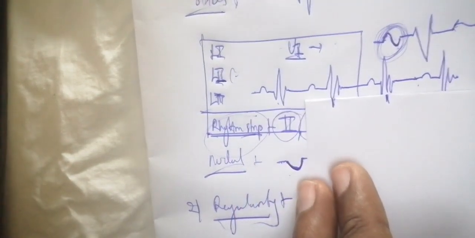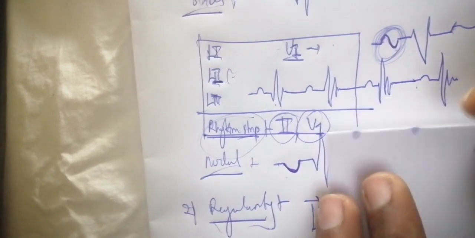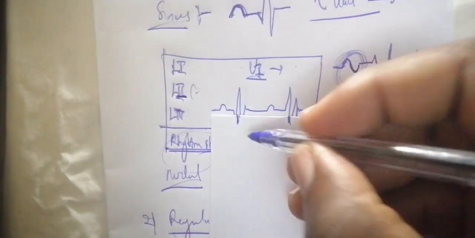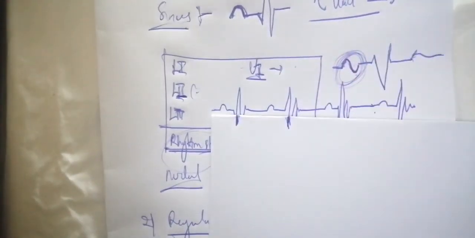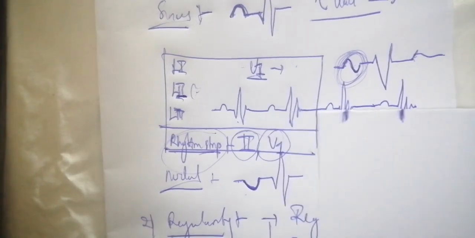You see that it is the same. I compare with the next RR complex, and you see that it is the same. So it is regular. Is it clear? You put it here, you compare, and you see that this distance and this distance are similar. You come here, compare again, and it is similar, which means that it is regular.